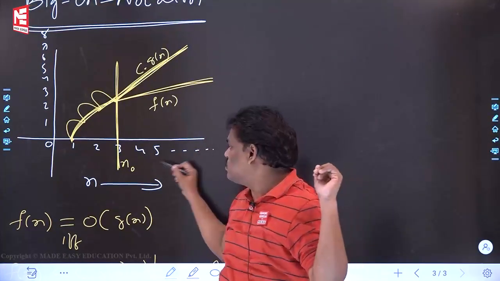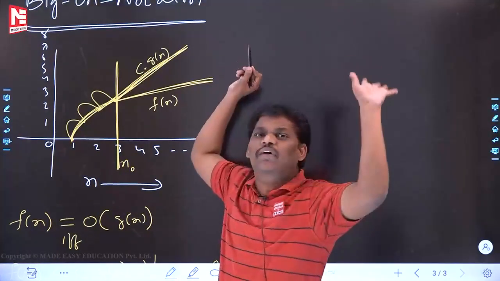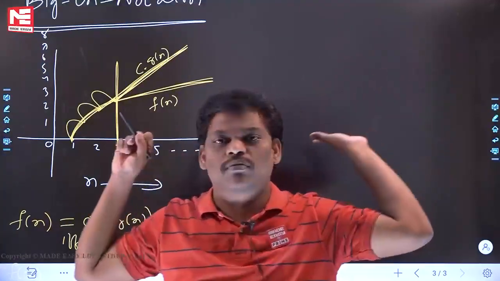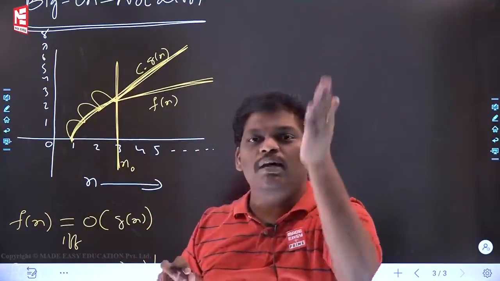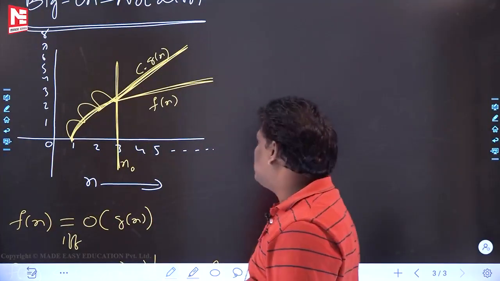From which point onwards? From n0 onwards, until infinity, until large n values. Infinity is nothing but a very large value, right? Please be careful. From this point onwards, I am able to see clearly what the relation between them is. This is called big O.